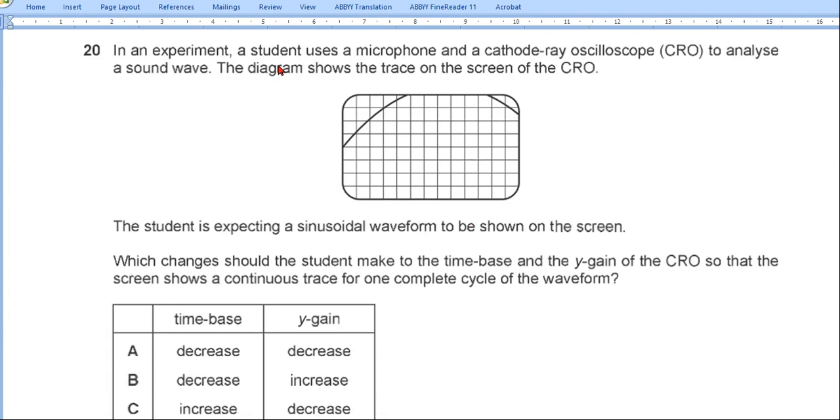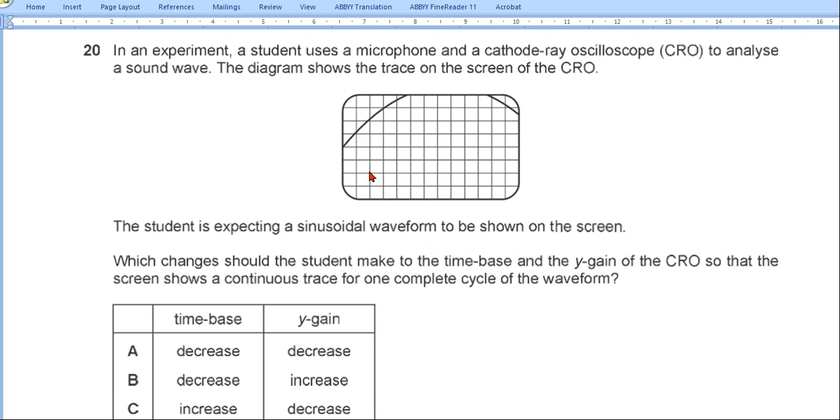In an experiment, a student uses a microphone and a cathode ray oscilloscope, CRO, to analyze a sound wave. The diagram shows the trace on the screen of the CRO. The student is expecting a sinusoidal waveform to be shown on the screen. Which changes should the student make to the time base and the gain of the CRO so that the screen shows a continuous trace of one complete cycle of the waveform?